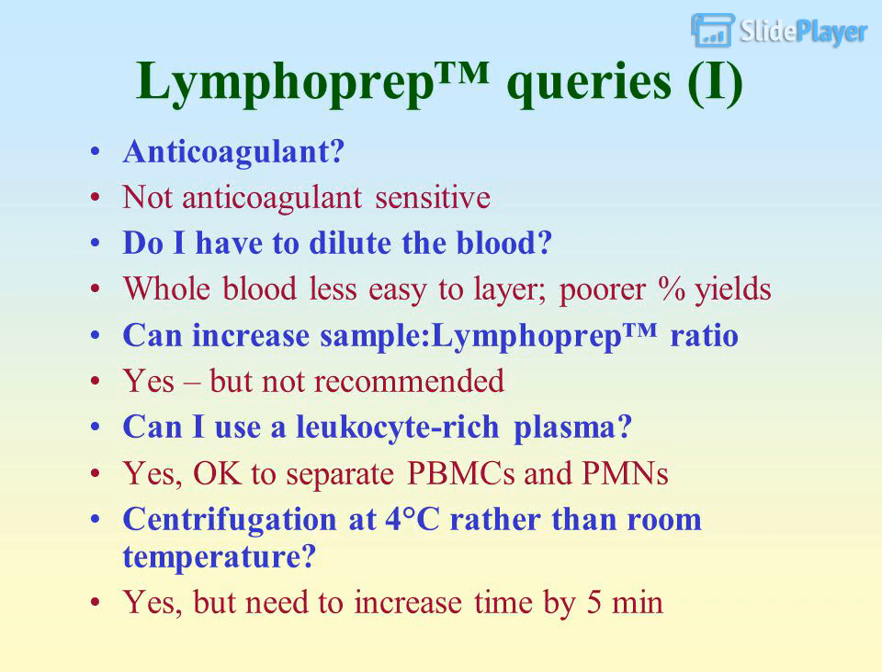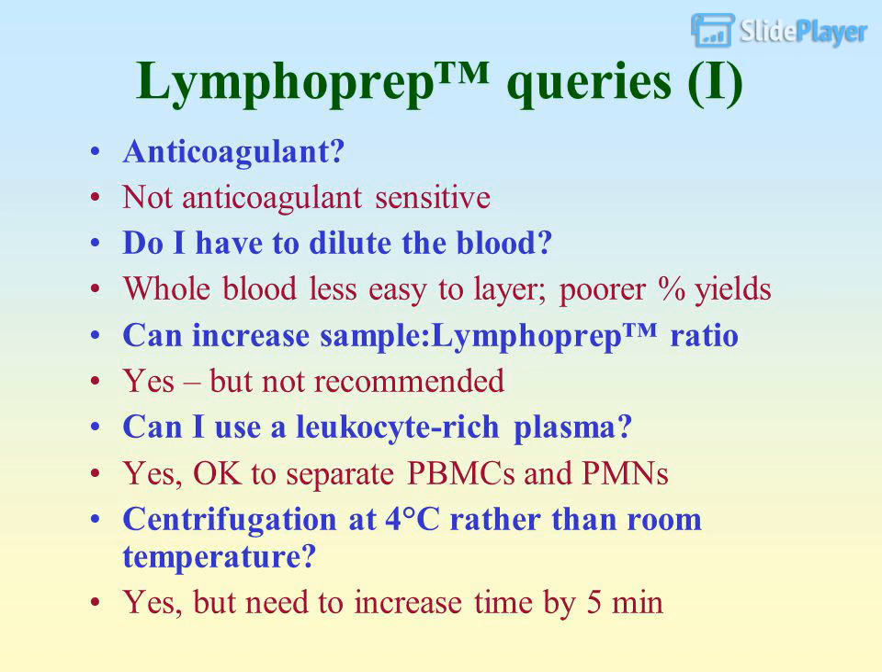Lymphoprep queries, 1. Anticoagulant? Not anticoagulant sensitive. Do I have to dilute the blood? Whole blood is less easy to layer, with poorer percent yields. Can I increase the sample to Lymphoprep ratio? Yes, but not recommended. Can I use a leukocyte-rich plasma? Yes, okay to separate PBMCs and PMNs. Centrifugation at 4 degrees Celsius rather than room temperature? Yes, but need to increase time by 5 minutes.